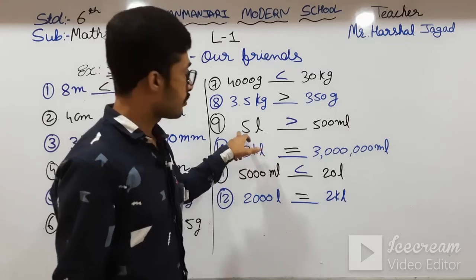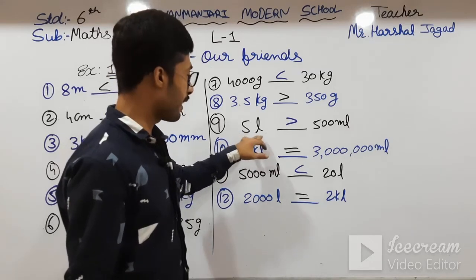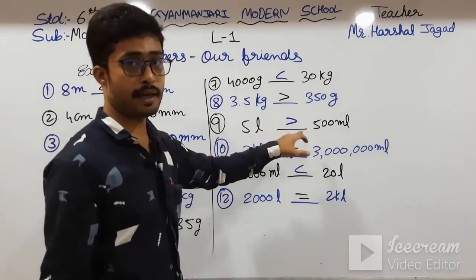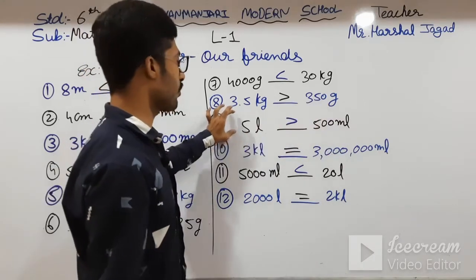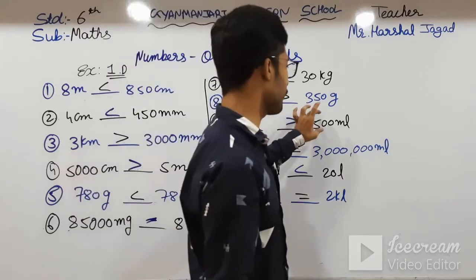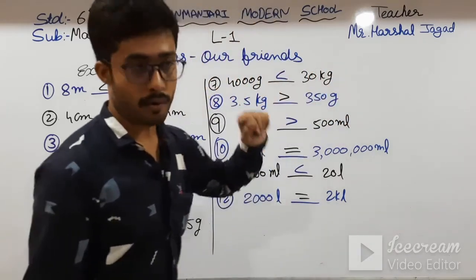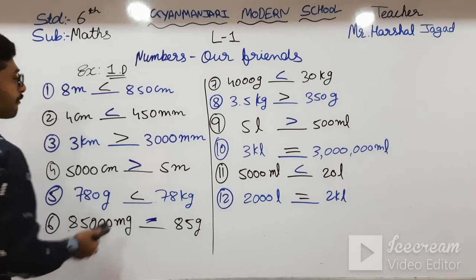Okay students. So you have to first of all write here 5 liter means 1 liter is equal to 1000 ml. So 5 liter is equal to 5000 ml. So here you have to write 5000 ml is greater than 500 ml. Okay students, in that way you have to write.